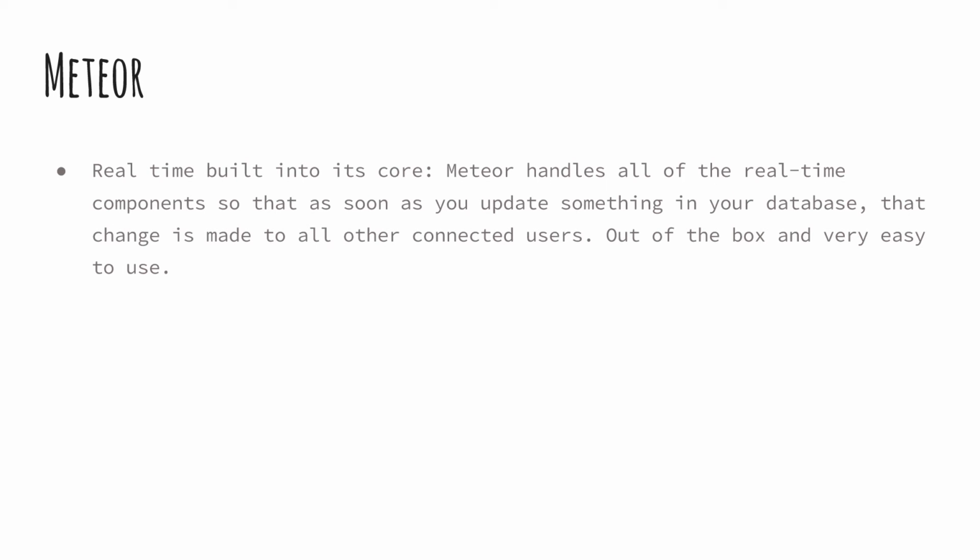So let's go into a little bit of details about Meteor here. It's real-time built into its core, so it handles all the real-time components. So as soon as you update something in your database or you update something on the front end, it automatically alerts all users at the same time. And we'll see that in this to-do app when we put entries into the back end. It'll update all the clients, the phone, the web, all simultaneously. So that's pretty cool, and that's really good for chat apps, for example, in a chat room.